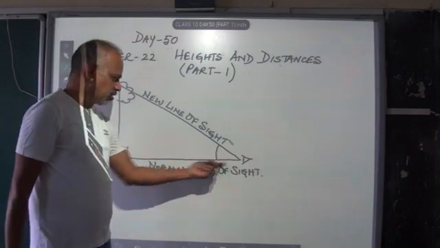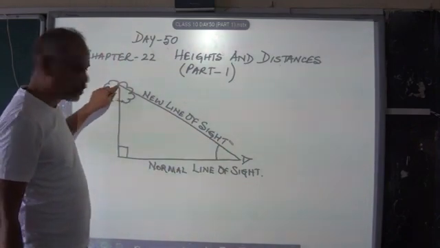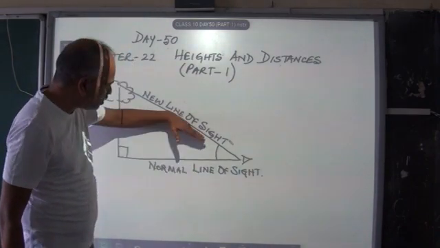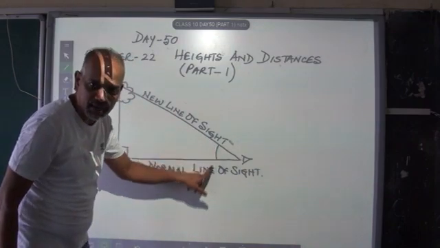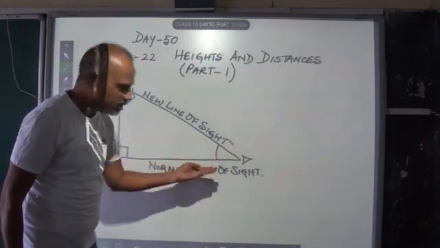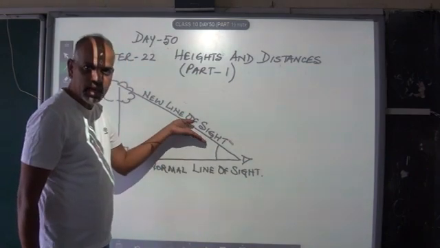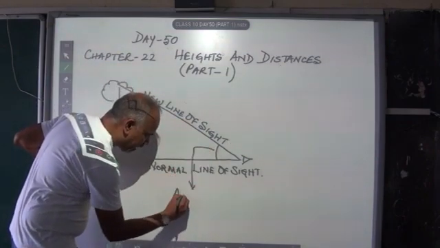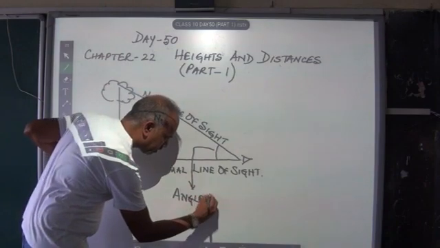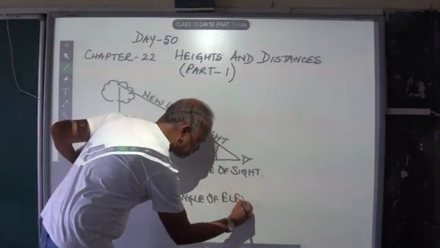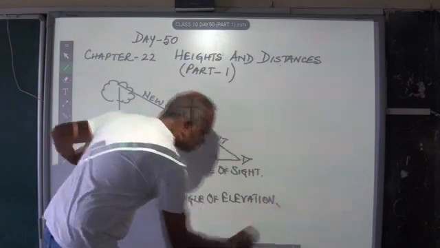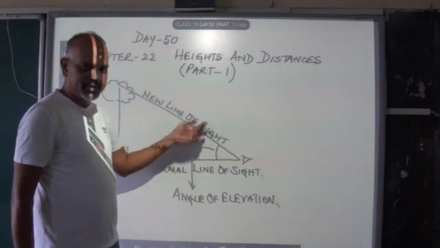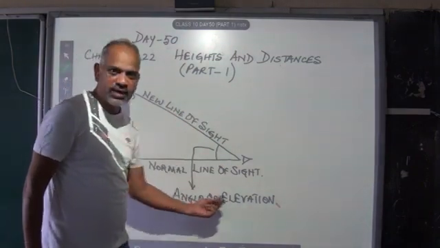In this case, this was the normal. This is the new line of sight. You're going to look at the top of the tree. Thereby, between this normal line of sight and the new line of sight, there is a certain angle which is made. This is the angle made between the normal line of sight and the new line of sight of your eye. This angle is called angle of elevation. Elevate means to raise. So your eye is looking up, therefore the angle that is got is called angle of elevation.